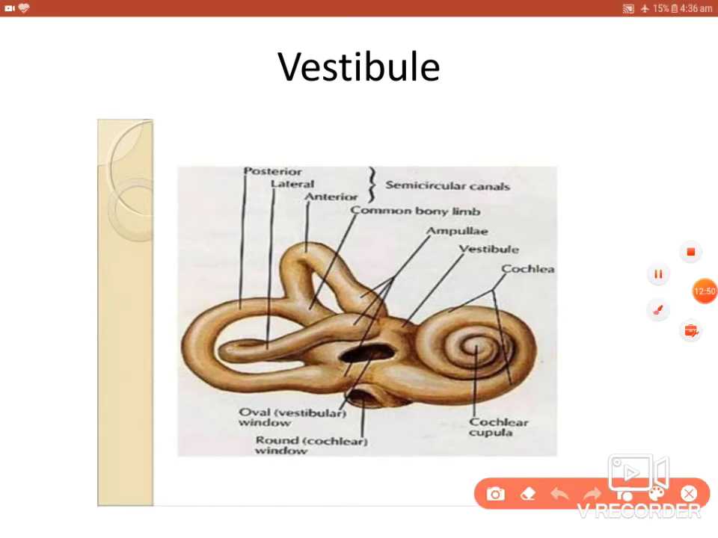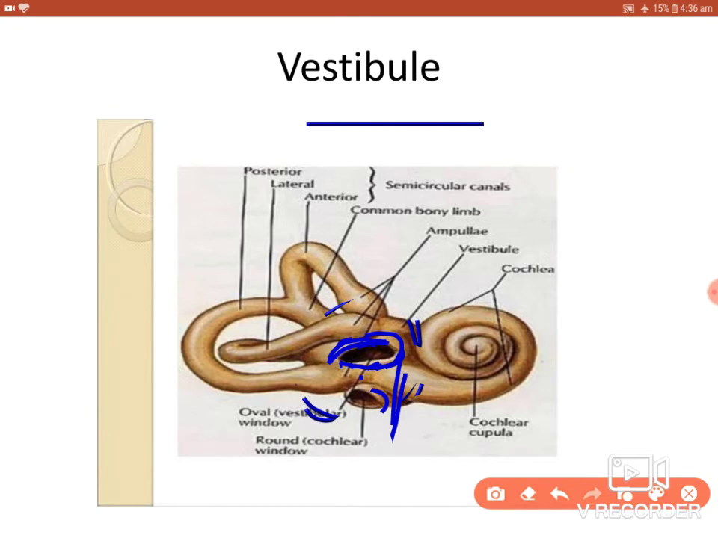Here you can see the structure of the vestibule. So the vestibule is the middle part of the bony labyrinth. It is an ovoid bony cavity. The lateral wall of this vestibule relates to the oval window and the round window. The margins of the oval window give attachment to the annular ligament. Through the annular ligament, the footplate of the stapes is attached. Then this oval window relates to the medial wall of the middle ear.